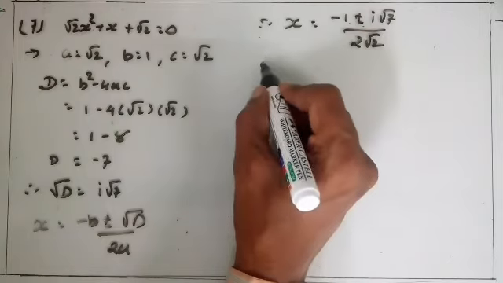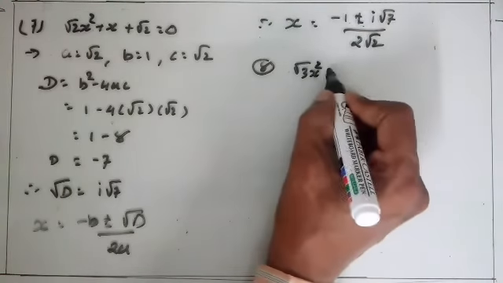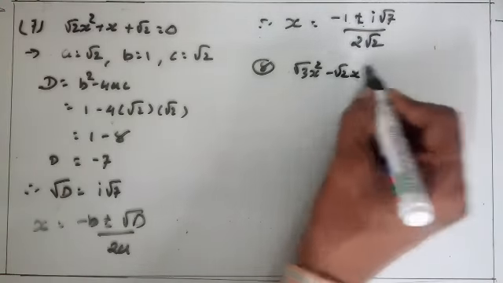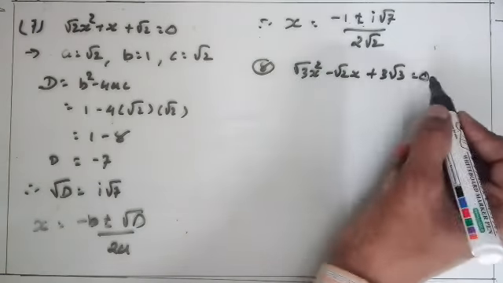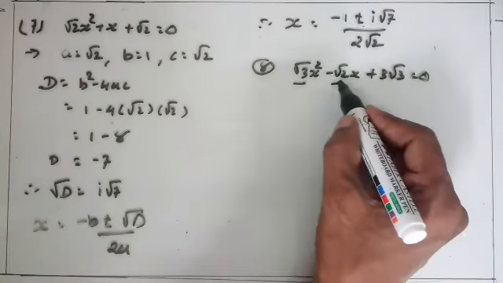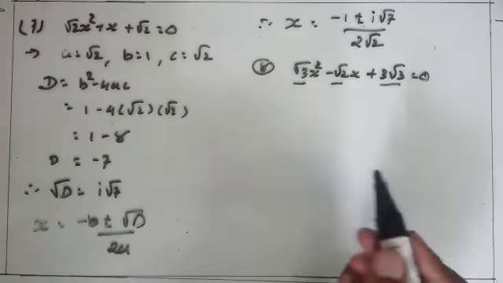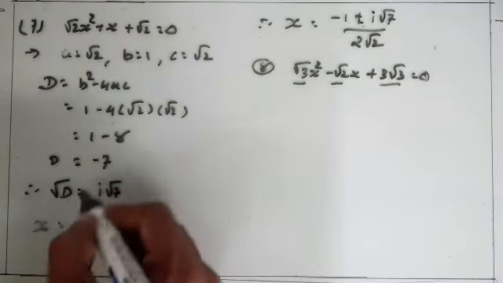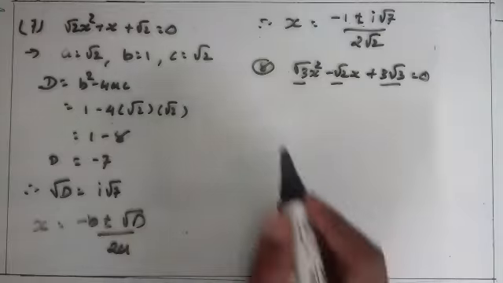Similarly, equation number 8: √3 x² − √2 x + 3√3 = 0. Here a = √3, b = −√2, c = 3√3. Taking a, b, c, applying the same method, get the value of x. This becomes the solution. Now question number 9.